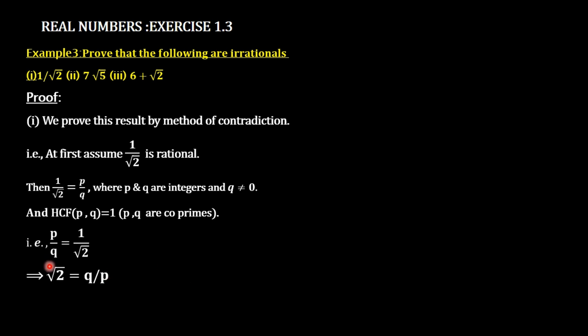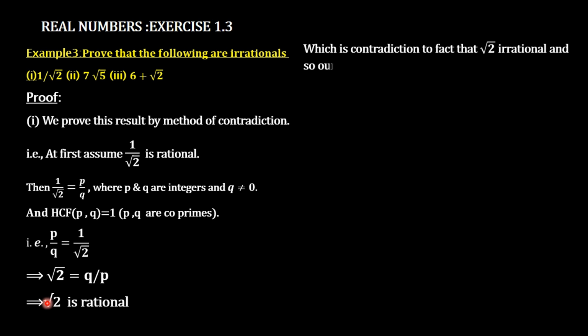Hence we got root 2 equal to an integer by another integer. Is it possible? No. Why? Root 2 is an irrational number, which is known to us, but this implies root 2 is rational. Here we arrive at a contradiction. So we get something wrong by going this way, and our assumption is wrong. So what we can prove here? 1 by root 2 is an irrational number.